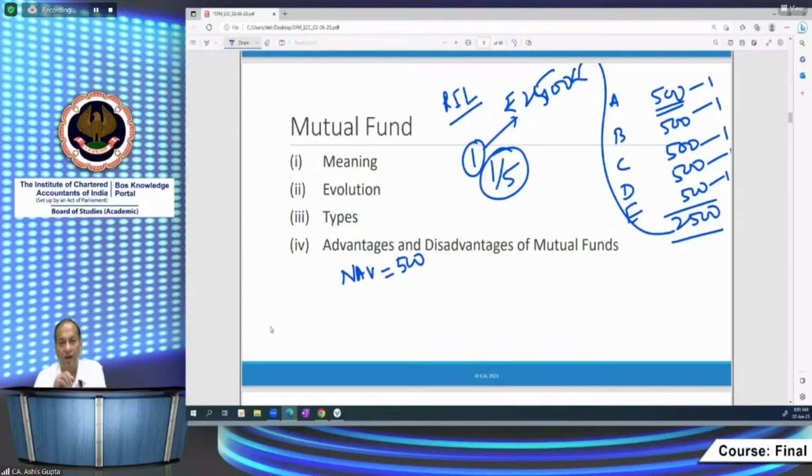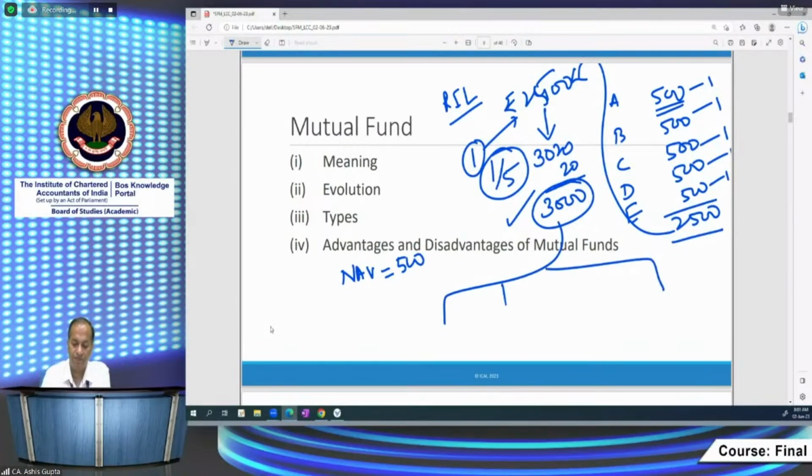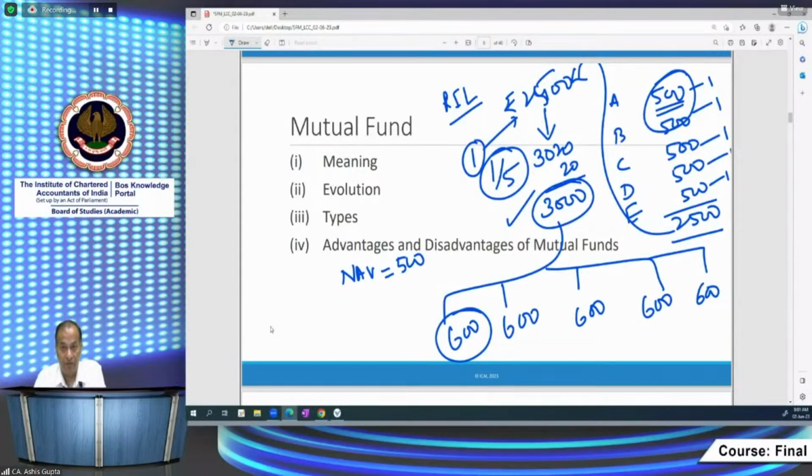Now suppose after a certain period, the price of this share has gone to 3,020. In between, they have incurred 20 rupees of expenses. So ultimately, the net asset they have, the share value, is 3,000 for one share. Now they sell the share in the market and divide the money among them. So each one will get 600. Now, how much have they invested in each unit? 500. Now they are getting back 600. So ultimately a 100 rupee gain.